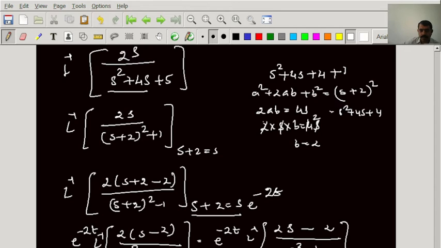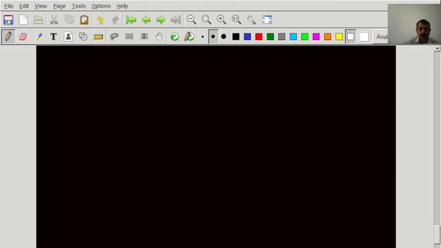We split the term: e power minus 2t inverse Laplace of 2s by s square minus 1, minus 2 by s square minus 1. So we can write the answer for this one. s by s square minus 1 is nothing but cos hyperbolic function of t, and 1 by s square minus 1 is sin hyperbolic function of t. So e power minus 2t, cos hyperbolic of t minus sin hyperbolic of t.